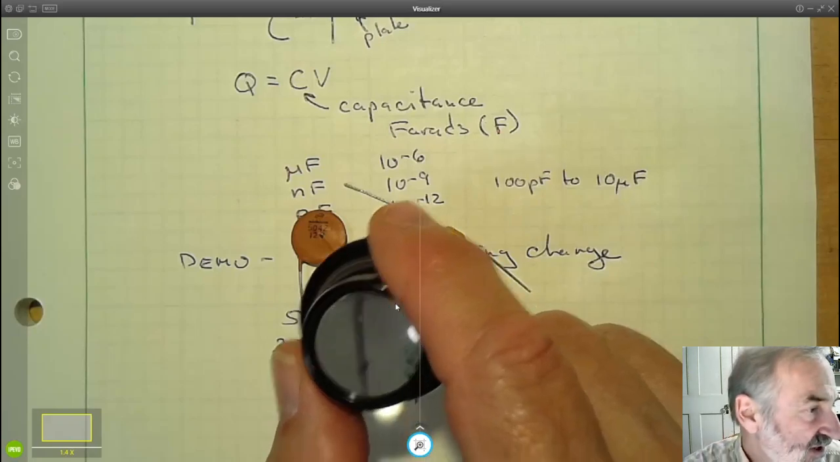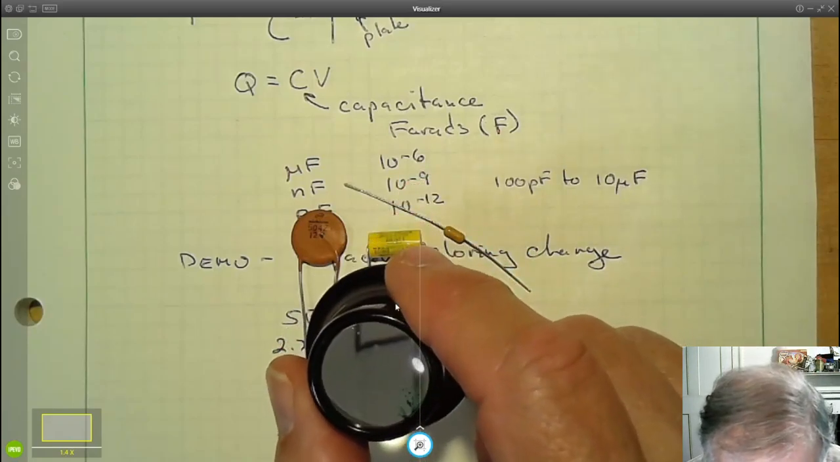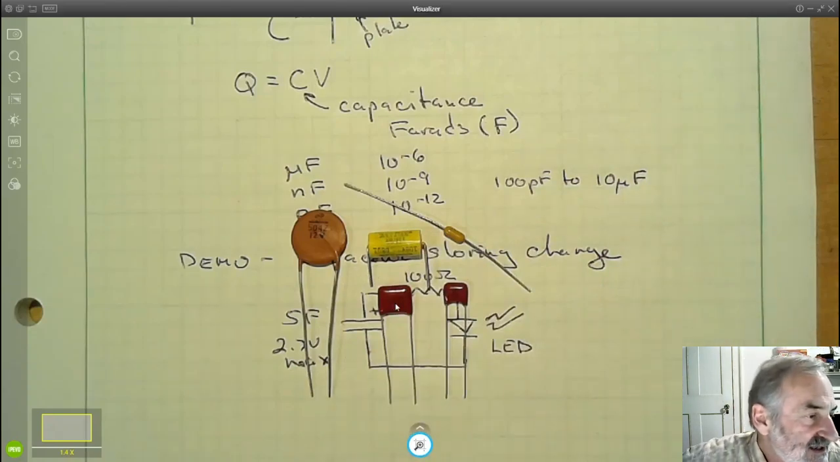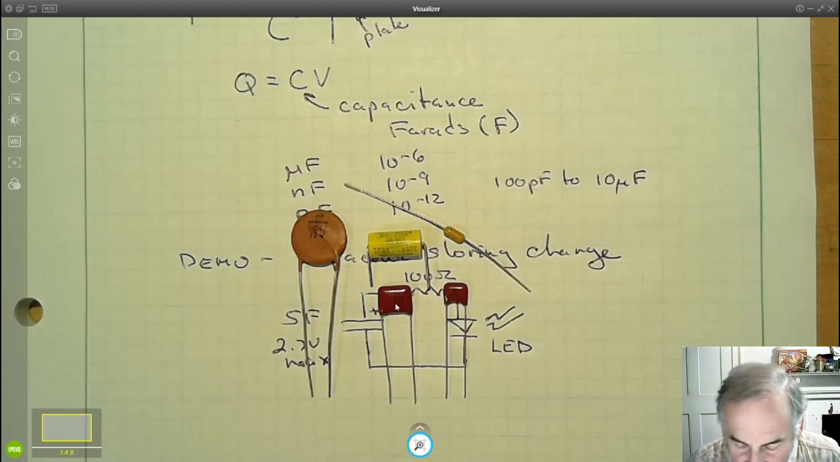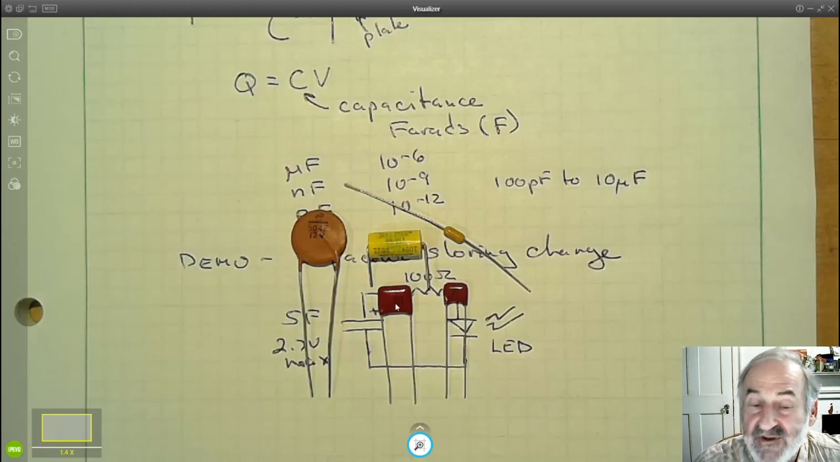So this one, you probably can't see it, but it says 154 on it. The 15 is multiplied by 10 to the fourth to get the number of picofarads. And it's 0.15 microfarads, 150 nanofarads. If you don't want to learn the code, your multimeter has a range that will read capacitance, and I would suggest you use that when necessary.